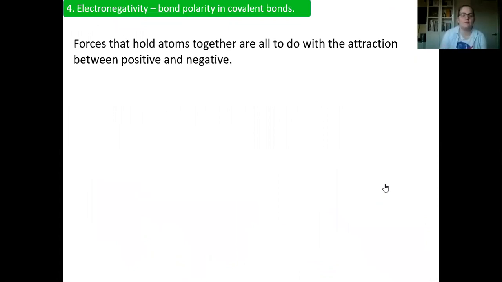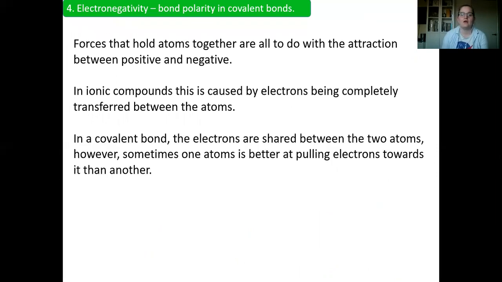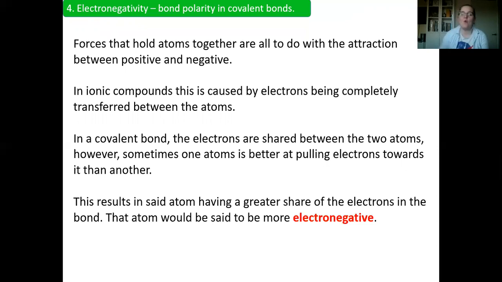The forces that hold atoms together are all to do with attraction between positive and negative. Everything is to do with forces of attraction between positive and negative. In ionic compounds, this is caused by electrons being completely transferred between atoms. In covalent bonds, it's because the electrons are shared between the 2 atoms. However, sometimes one atom is better at pulling electrons towards it than another, and this is where the water molecule comes in. Water is composed of covalent bonding, and the electrons are shared between the 2 atoms.